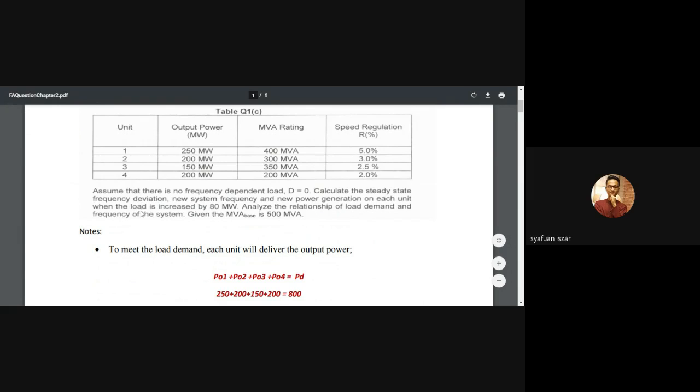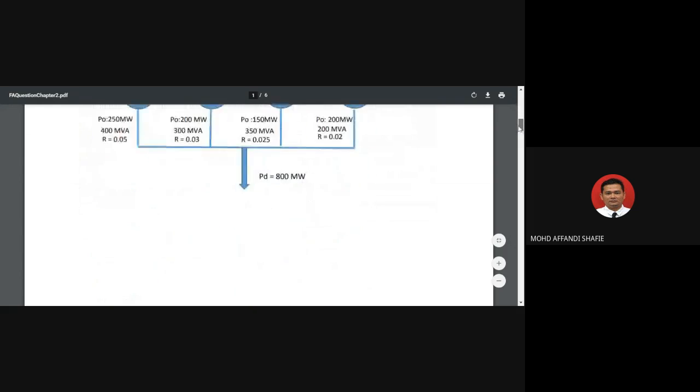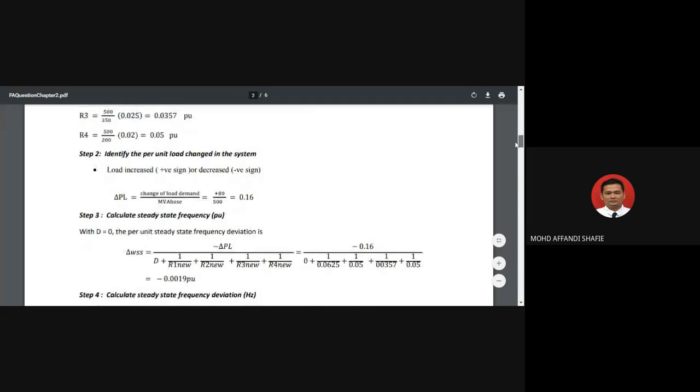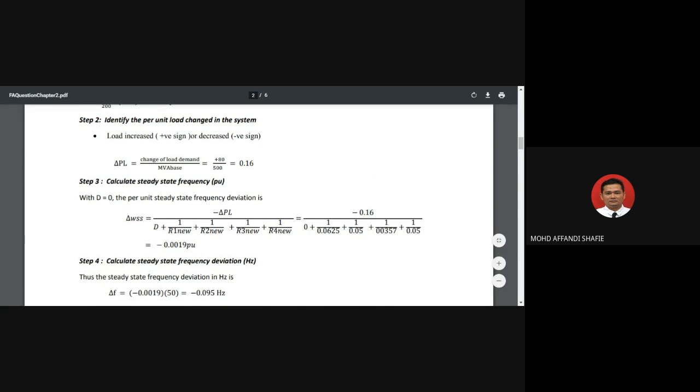Increase, sir. When the load is increased by 80 megawatt. So that's why you just apply this formula: change of load demand, plus because it increases, you just put positive 80 divided by 500 and then you get delta PL minus 0.16. Okay. And then step 3, you must calculate the steady state frequency.